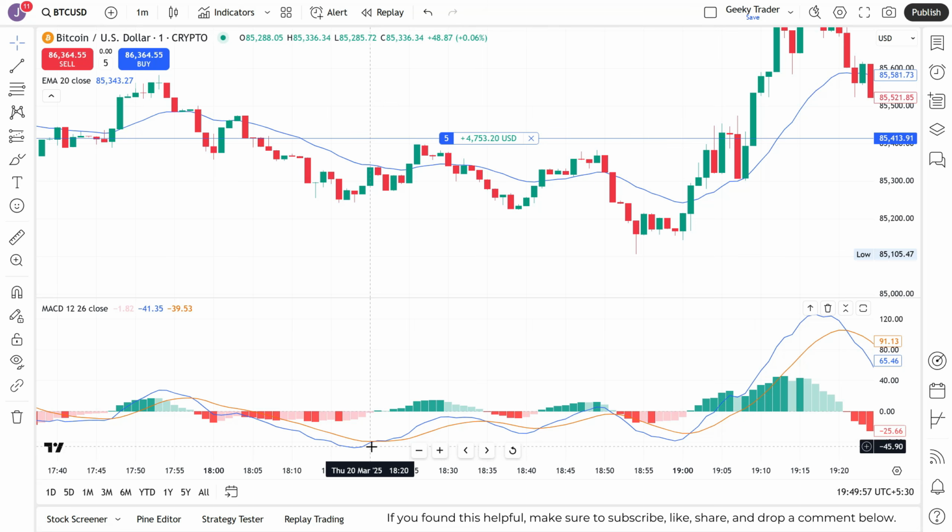At first glance, it might seem like a buy signal because the MACD line, blue, crosses above the signal line, orange. This crossover usually indicates a potential bullish move, but we need to double check with price action before making any trade decisions. Now, when we look at the price action closely, we notice something important. The green candlestick fails to cross above the 20 EMA, blue line.